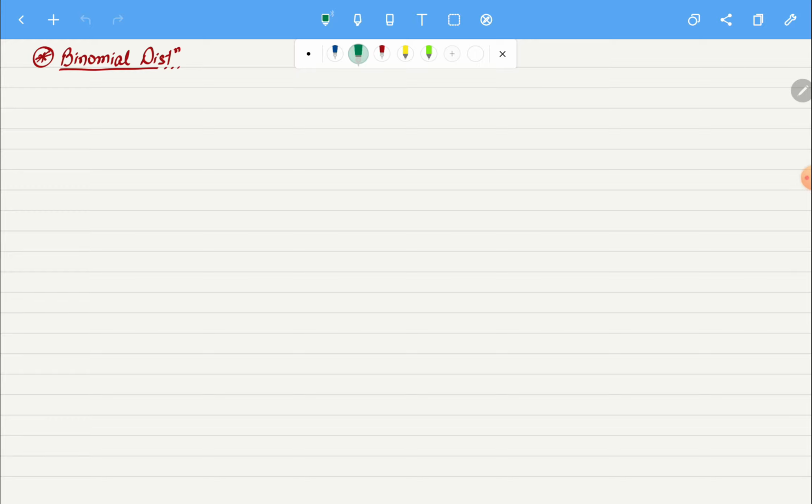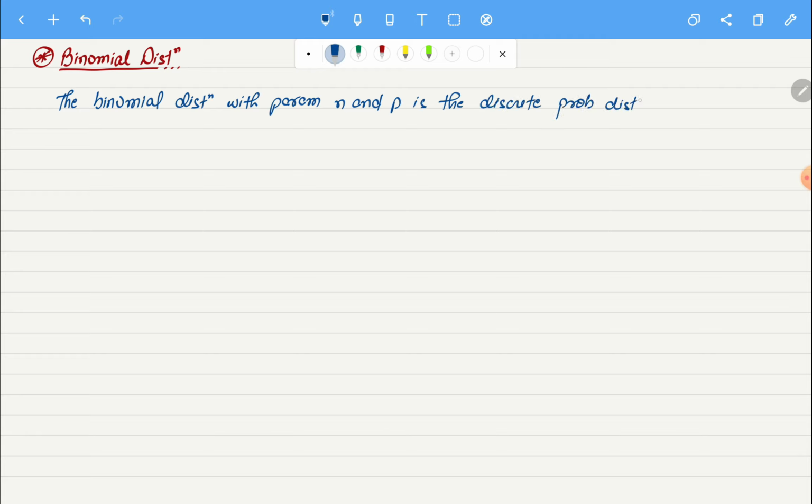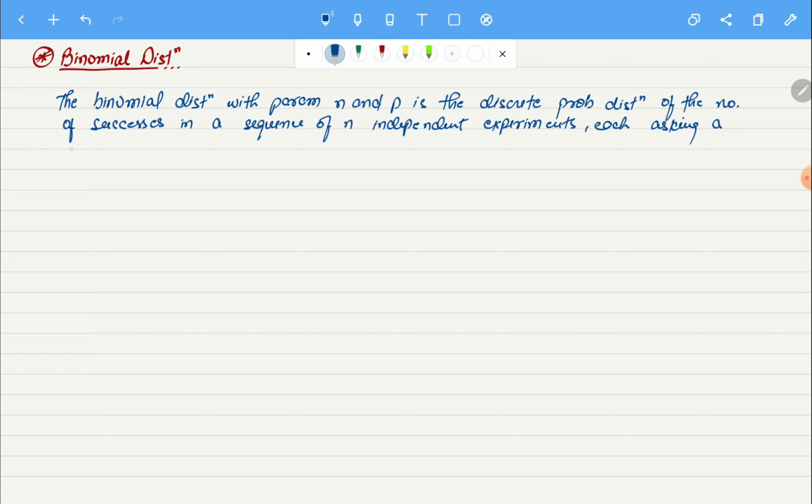So let's start off with the definition of binomial distribution. The binomial distribution with parameters n and p is the discrete probability distribution of the number of successes in a sequence of n independent experiments, each asking yes/no questions and with its own boolean valued outcomes, success or failure.